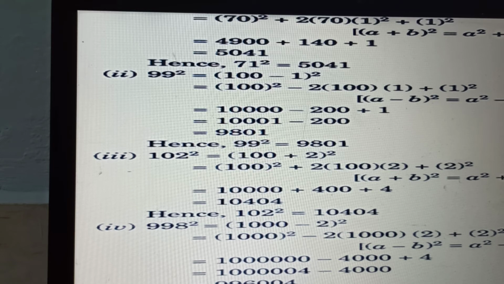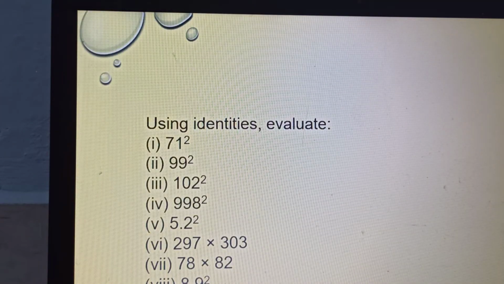Using these identities, 99². Look, for 71² we used the (a + b)² identity, 70 plus 1, which we can easily write like that. For 99², here we will use (100 − 1)², the (a − b)² formula. Just apply the formula and expand: 100² − 2 × 100 × 1 + 1². Like that we have to expand it and just add the numbers.